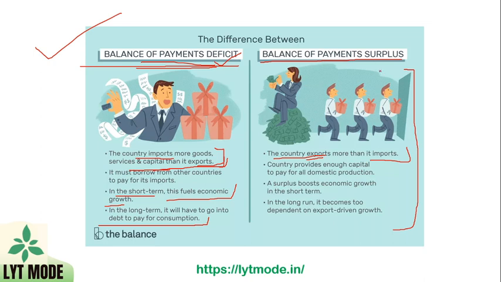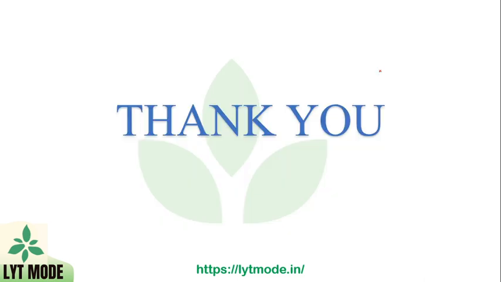So here we know what the balance of payment is, how it is calculated, and what a balance of payment deficit and surplus are. Today in this session we learned about the union budget, the amount allocated to different sectors and schemes, and the balance of payment. In the next session, we will come with the next topic.